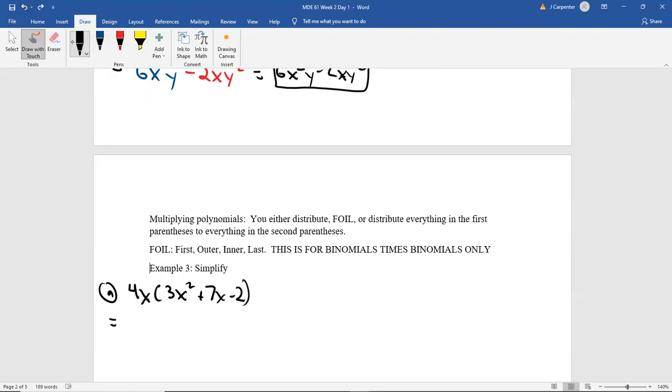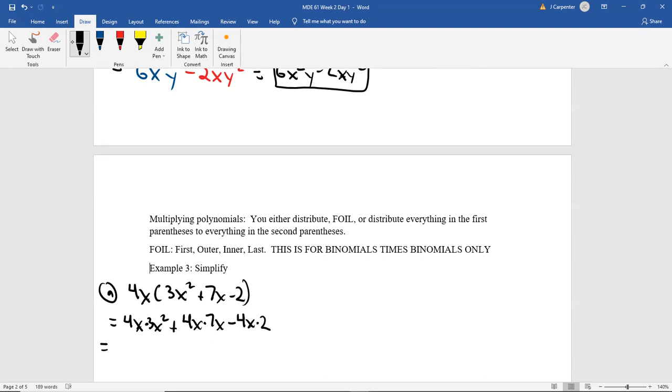So the 4x times the 3x squared, I will show in black. You're just taking the 4 times the 3. And I'll show out the explicit step, 4x times 3x squared, plus then the 4x times the 7x, and minus the 4x times the 2. See, I give whatever these signs were or what you have here. So again, that's the step that most people don't ever write, showing the direct multiplications.